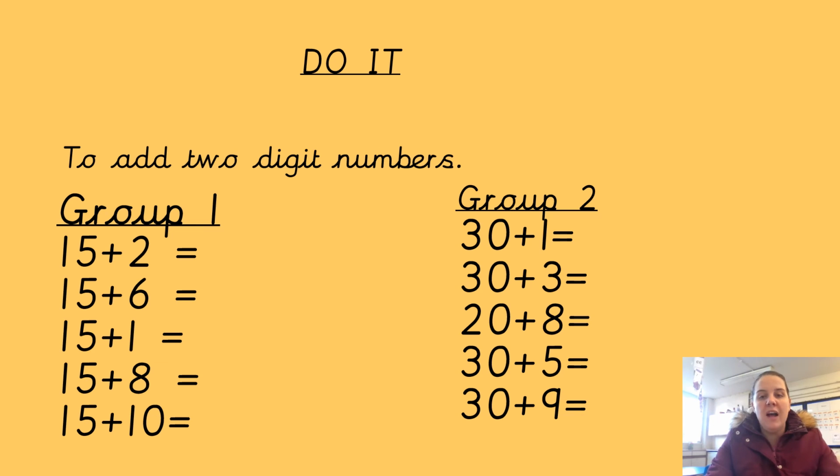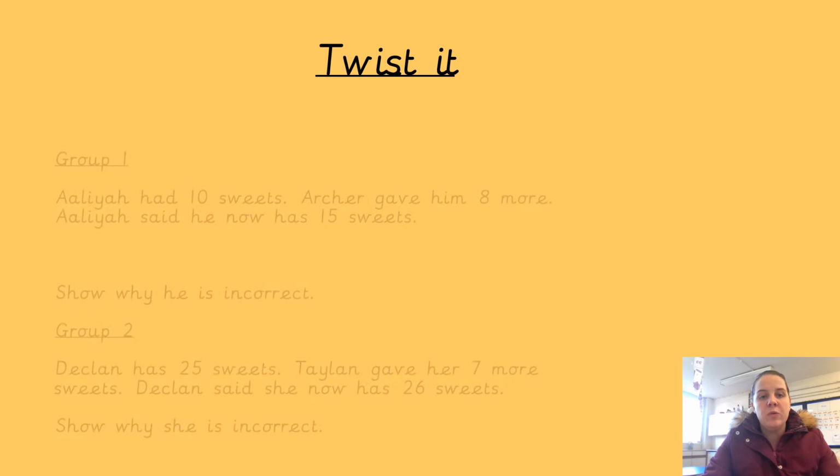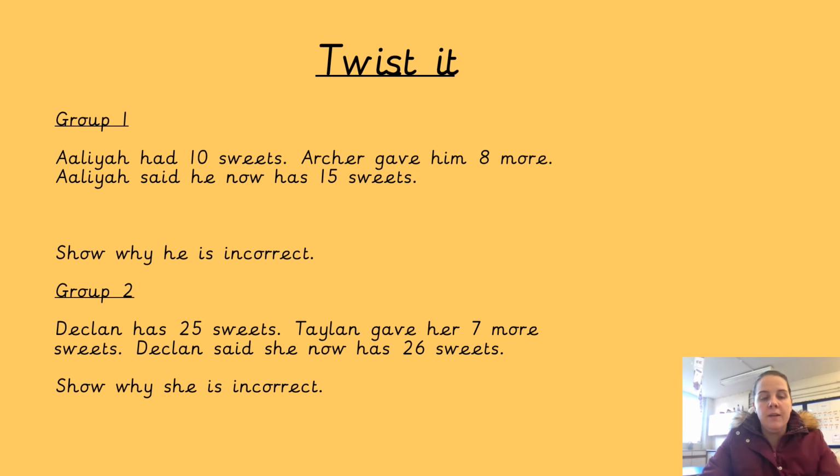Okay, so we're going to go on to our twist it now. Remember to pause the video if you need to. Okay, so twist it. We've got group 1 and group 2 again. Please pick what's best for your child. So Alia has 10 sweets and Archer gave her 8 more sweets. Alia said she now has 15 sweets. Show why she's incorrect.